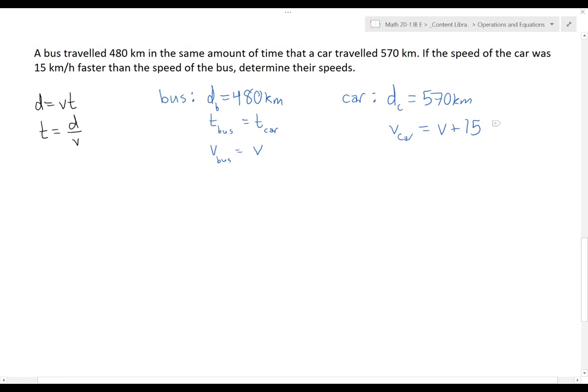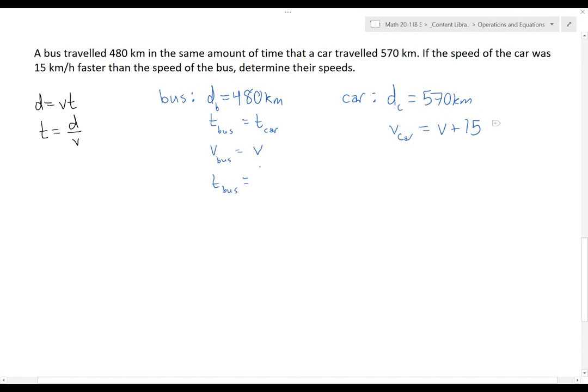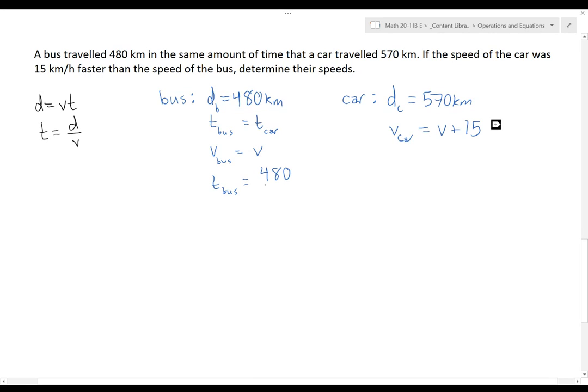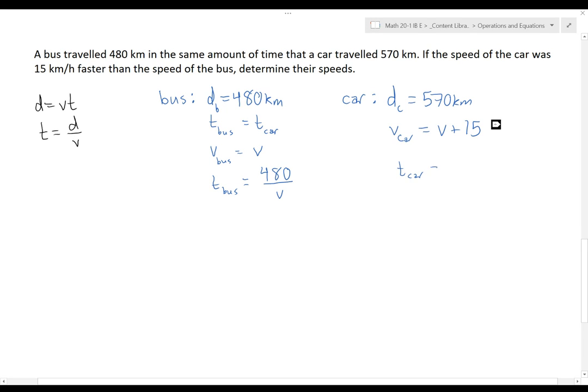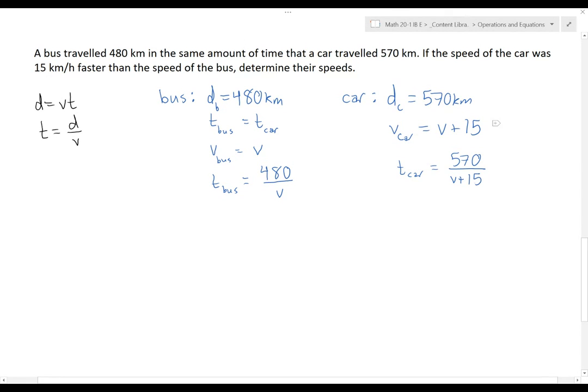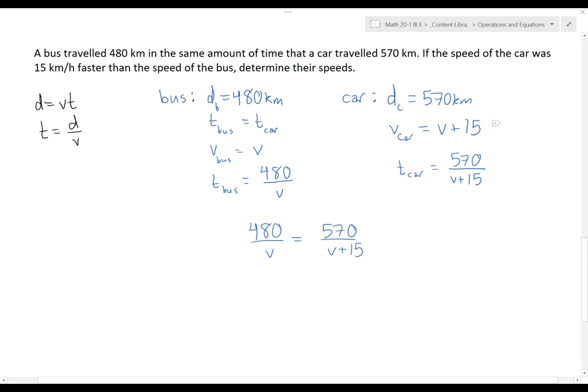Now, I know that their times are the same, so I'm going to write an expression for each of them. Time for the bus, well, time is distance over velocity, so the bus has to go 480 kilometers, and it's traveling at an unknown velocity that I've called V. The time for the car, well, he has to travel 570 kilometers, and his velocity is being expressed with V plus 15. They are the same, so my equation is that they are equal. 480 over V equals 570 over V plus 15. This is now a rational equation.